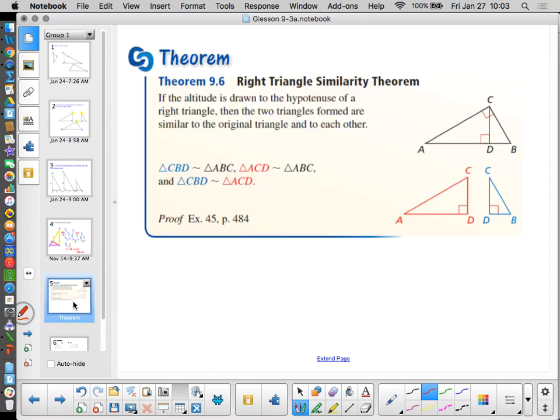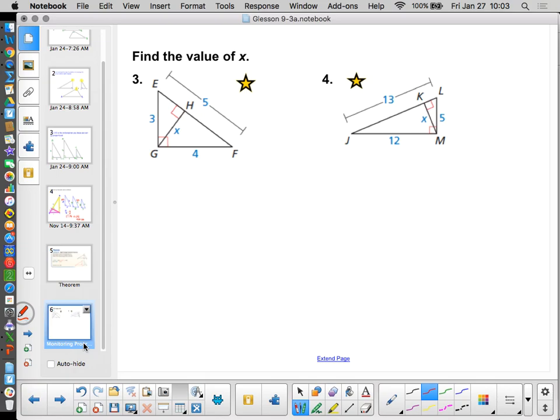So the actual theorem in the book here breaks it down this way. It says right triangle similarity. If the altitude is drawn to the hypotenuse of a right triangle, the two triangles formed are similar to the original triangle and to each other. It's exactly what we've been talking about. And now I'm going to give you a little chance to practice. Now I'm going to help you a little bit.